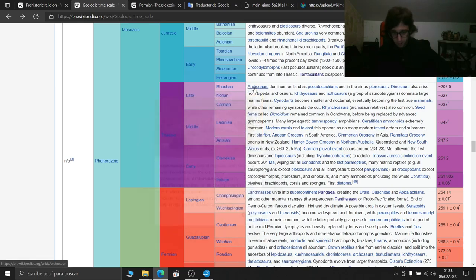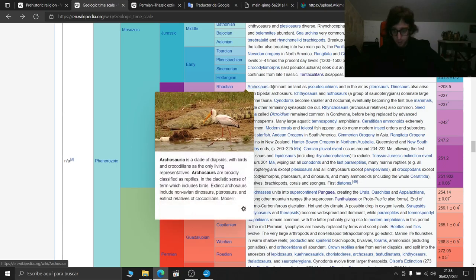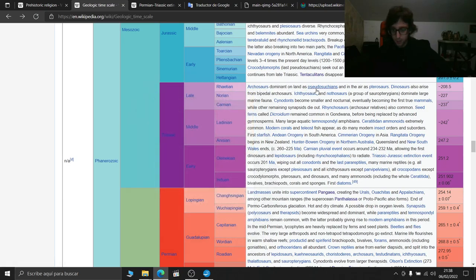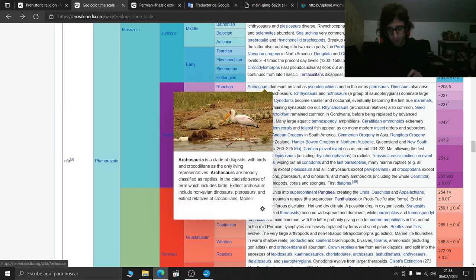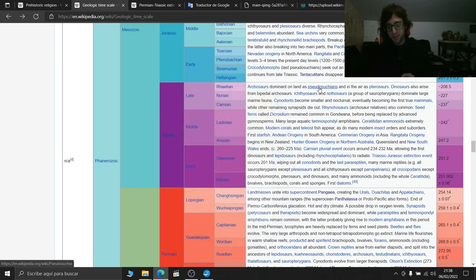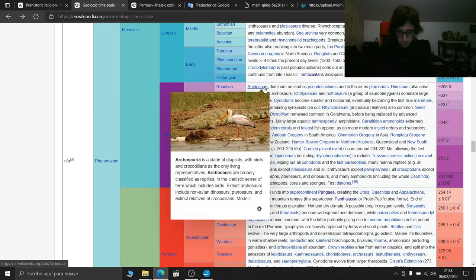Archosaurs dominant on land as pseudosuchians and in the air as pterosaurs. Oh, yeah, I was reading badly. Archosaurs, but they are called pseudosuchians on land and pterosaurs in the air. Archosauria is a clade of diapsid reptiles with birds and crocodilians as the only living representatives.